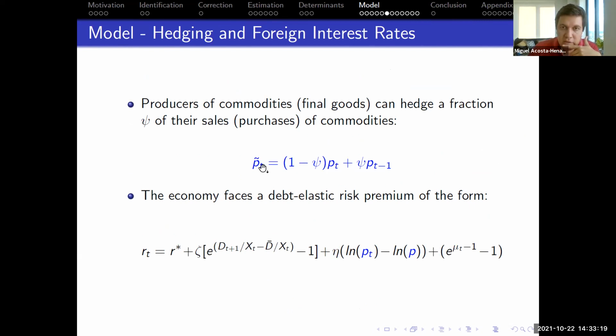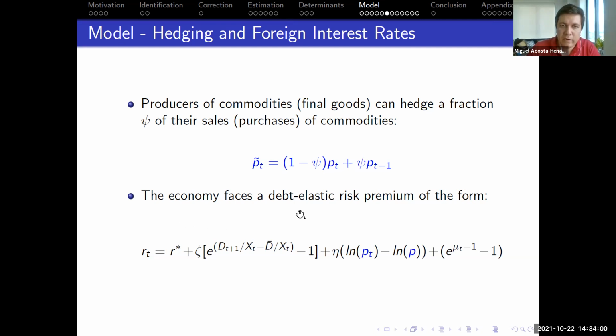This price follows the following process, which is partial hedging. You can hedge exogenously. Obviously this could be made endogenous, but it doesn't add a lot to our model. You could hedge a fraction psi of the price, such that tomorrow the price of the commodities that you sell or buy is the price of today. And another fraction is not hedged. If you map that into prices and quantities, it's the same as having access to a limited amount of forward contracts.